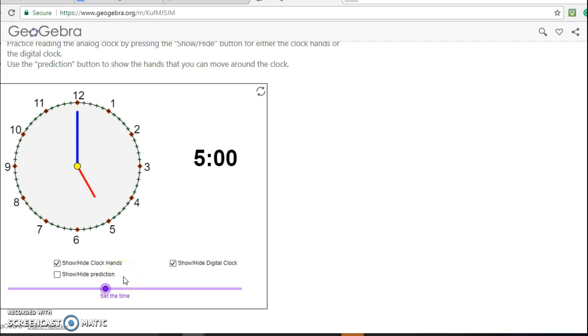Now you do this one by yourself. The answer is 5 o'clock. If you looked over here, I still want you to understand that the hour hand is pointing towards the 5. The minute hand is towards 12, which means 0, 0, as we see on our digital clock.